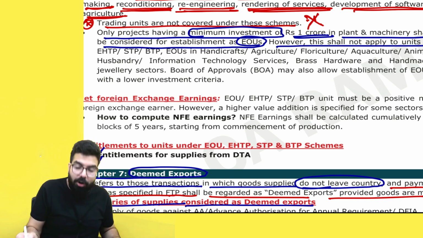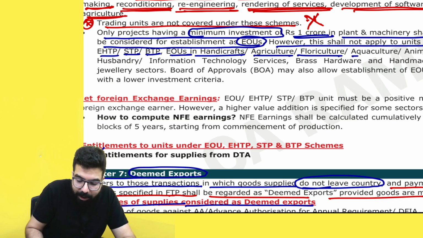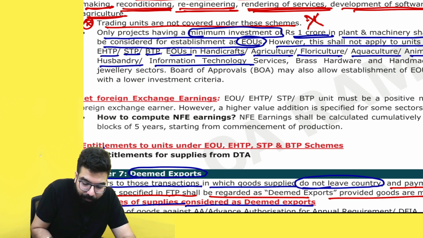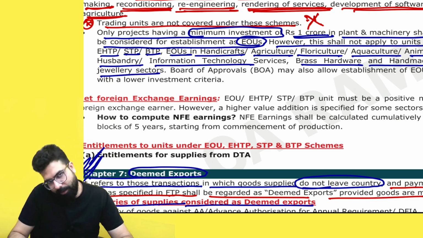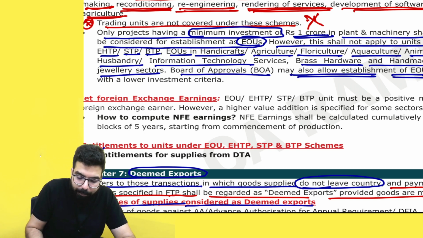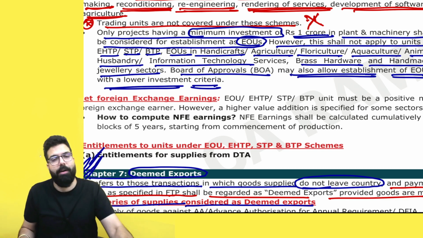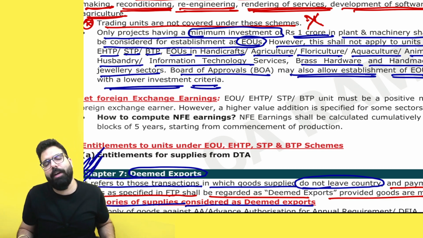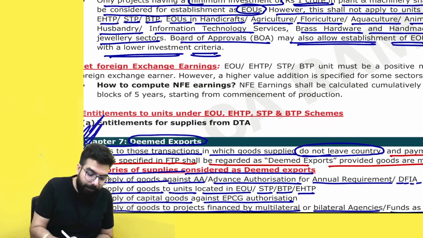However, this shall not apply to units in EHTP, STP, BTP, EOU in handicraft, agriculture, horticulture, aquaculture, animal husbandry, information technology service, brass hardware and handmade jewelry sector. For them, the minimum investment of 1 crore is not required. And they are telling the Board of Approval may also allow establishment of an EOU with a lower investment criteria. If you want to set up an EOU with less than 1 crore also, you can, but for that the permission of the Board of Approvals will be required.